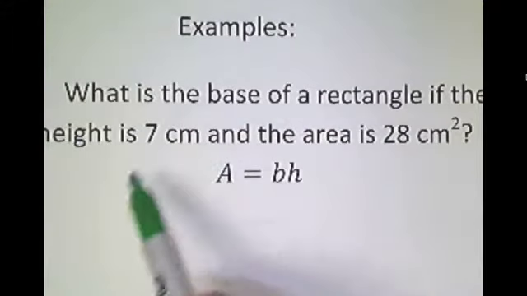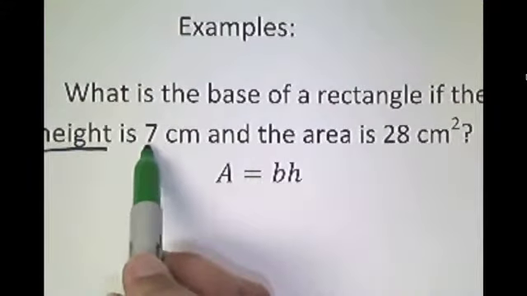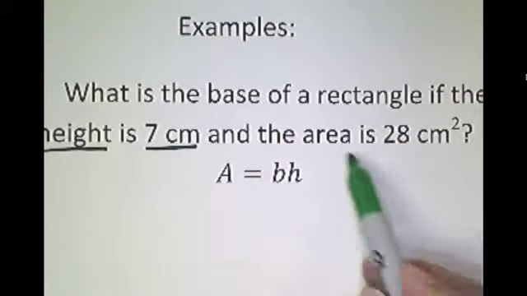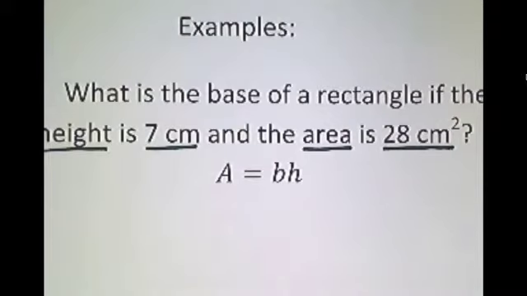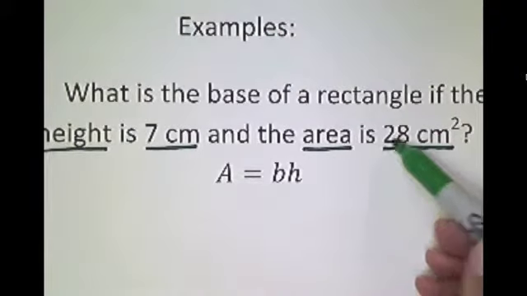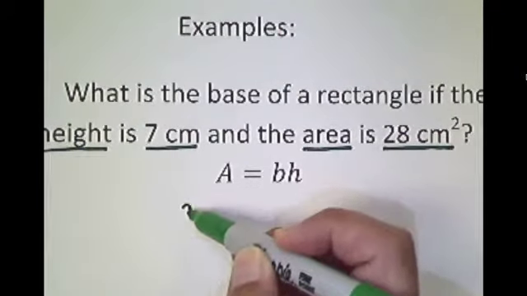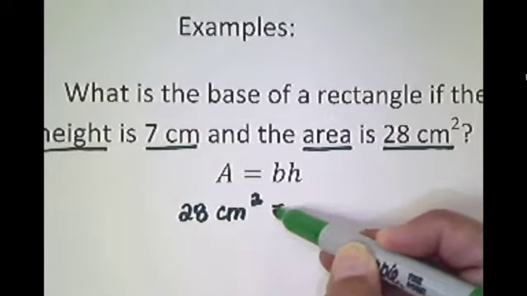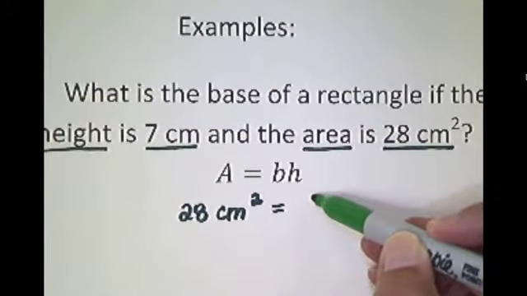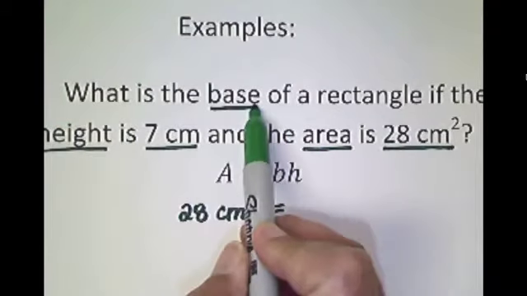Here, I know that the height is 7 centimeters and the area is 28 centimeters squared. Make sure that you use the units that are given so that you can make sure that your answer is the correct one that you're looking for. Substitute in what you know. The area is 28 centimeters squared. The base is not even mentioned. That's what we're looking for.